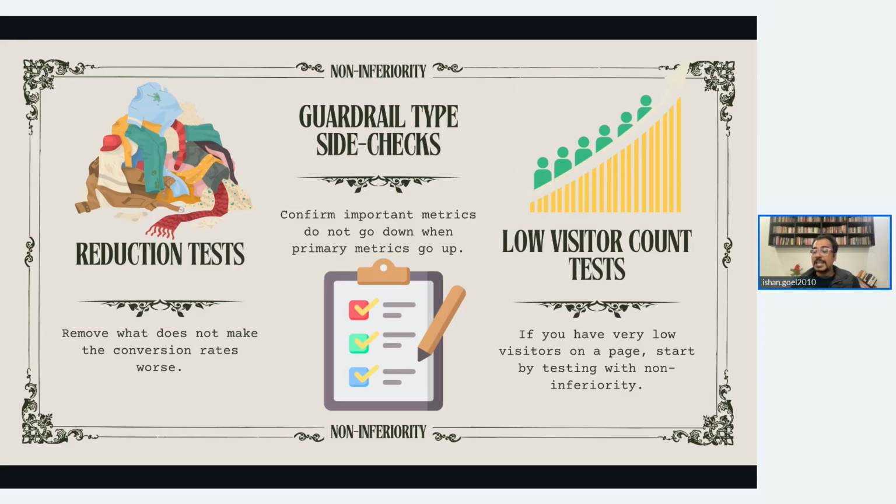Finally, if you have very low visitors or low traffic on a page, you can start by testing in the non-inferiority mode because it's cheaper. It requires fewer visitors. You'll be defending for your conversion rates to not go down, and slowly as you grow, you can run tests with superiority.